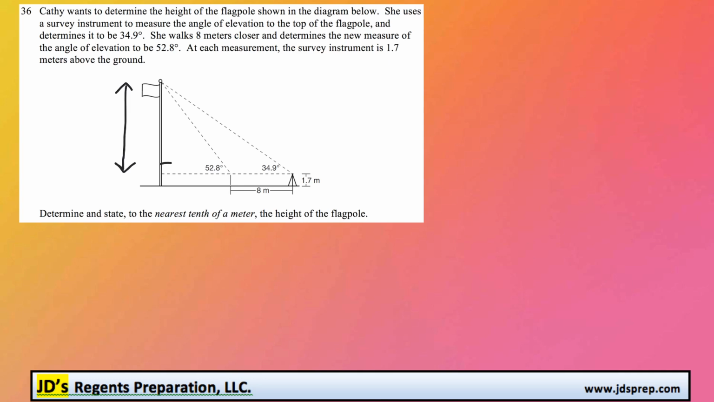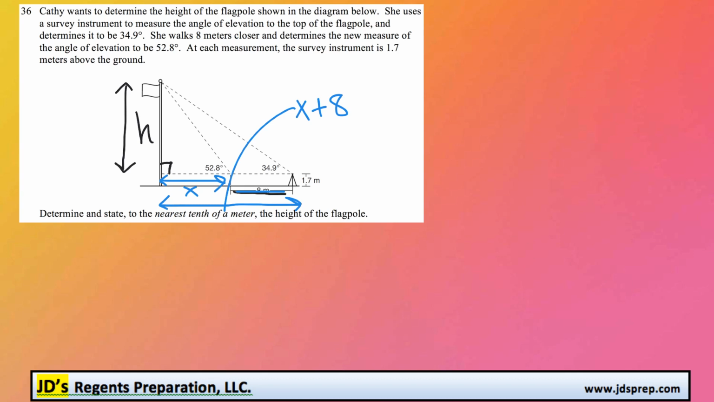Now the problem is that although we do have some right angle triangles here, we don't know any of the full distances, but we do know the distance from here to here is 8, so we can use that to help us a little bit. Now let's label the height of the flag h, and let's also label the distance from here to here as x. What that means is the distance of this larger triangle would be x plus 8, because we would just add that distance there.